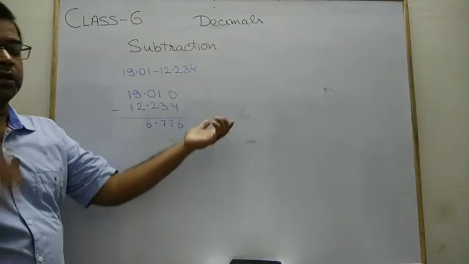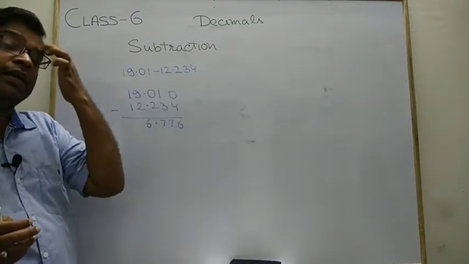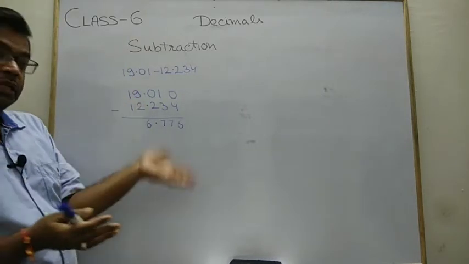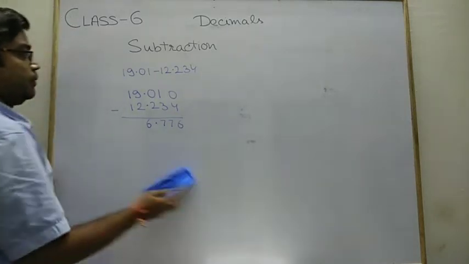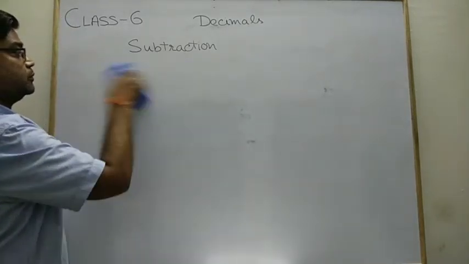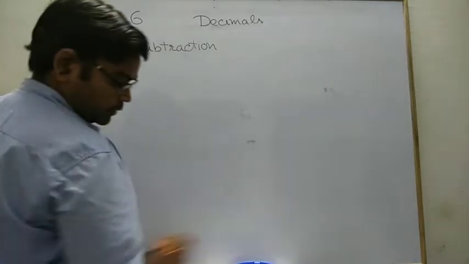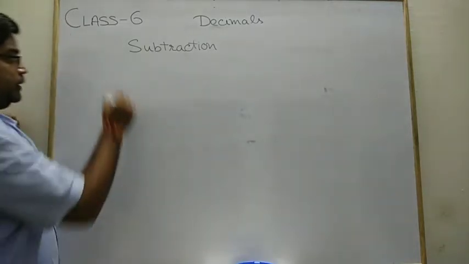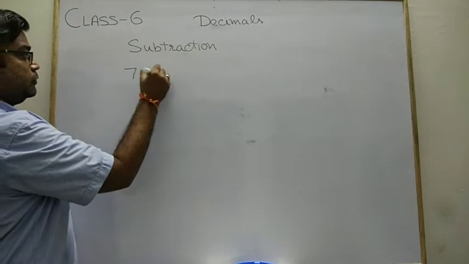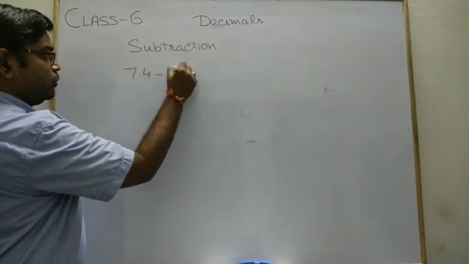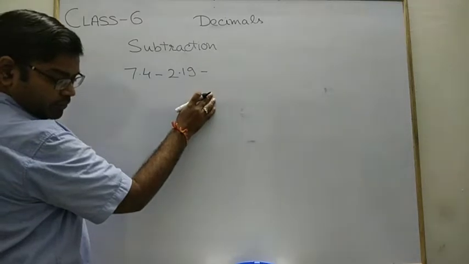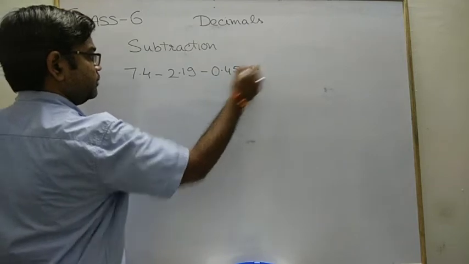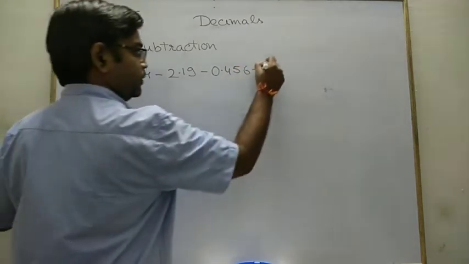Similarly, we can use the row wise method, and I suggest you use that one. For that, I am going to solve another question by using the second method that I prefer. So we'll start. It's 7.4 minus 2.19 minus 0.456 minus 3.5.